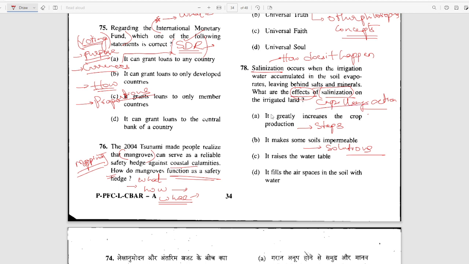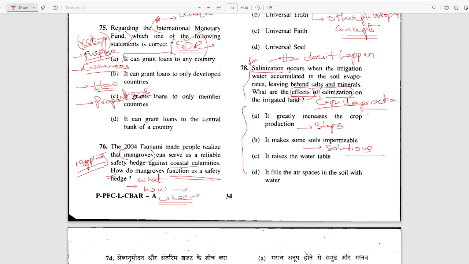You have to read about this, and you have to read what steps can be taken to reduce the salinization. Whether, for example, drip irrigation or some other kind of technique can be used to reduce salinization. Go through salinization. Salinization is also important. It has been asked once, twice, or thrice in the prelims, and go through these basic concepts.